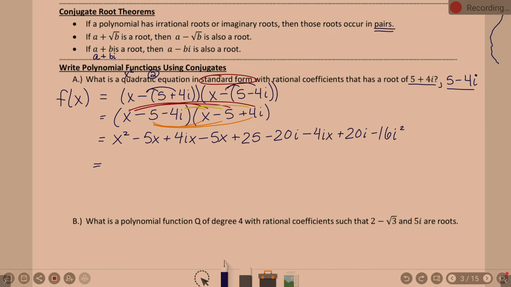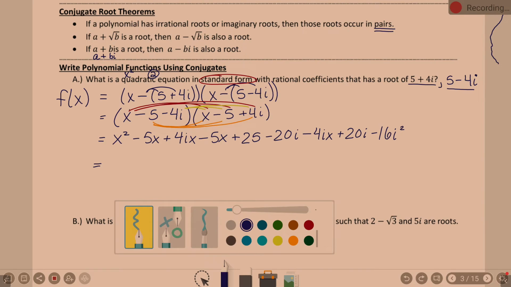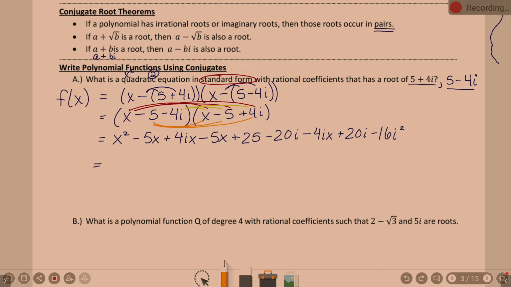Question: how do you cancel a negative 16i squared when there's no other i squared? As I look at this, I see a positive 4ix that's going to cancel with a negative 4ix. And I see a minus 20i that cancels with a positive 20i.